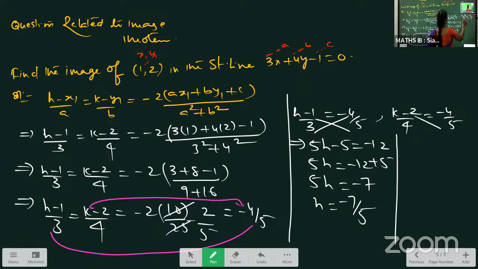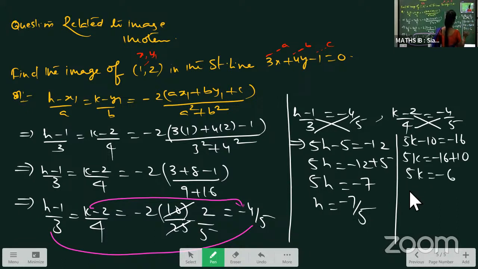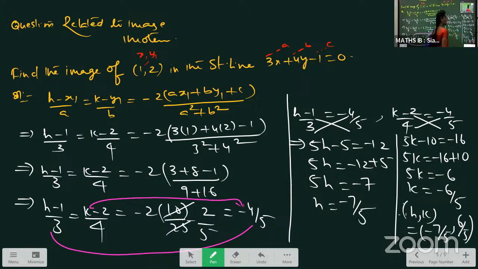Then do like this. This is 5k minus 10 is equal to minus 16. 5k is equal to minus 16 plus 10. Then 5k is equal to minus 6. Then k is equal to minus 6 by 5. Therefore, h comma k is equal to minus 7 by 5 comma minus 6 by 5, which is your image. Okay. So today's class is finished. Tomorrow we'll go for the 4 mark questions. All the 7 mark questions have mostly been finished.